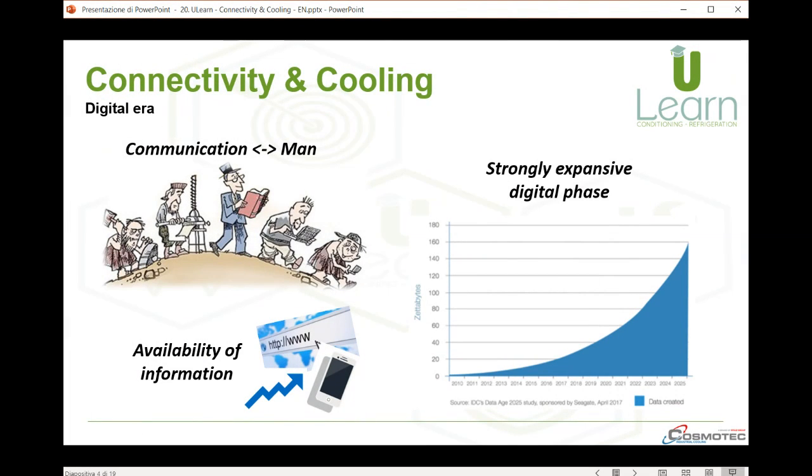We can start. Men have always needed to communicate, before orally and after by writing, using stone, then paper, and now the PC, tablet, and smartphone. The available quantity of information has increased over time and according to the type of device used. As shown in the image in this slide, the amount of available information has increased significantly since 2000 thanks to the growth of the web.